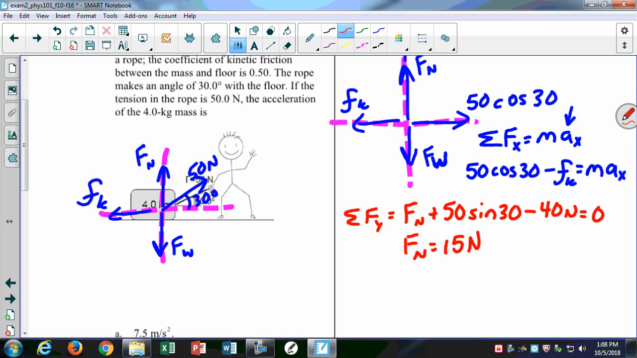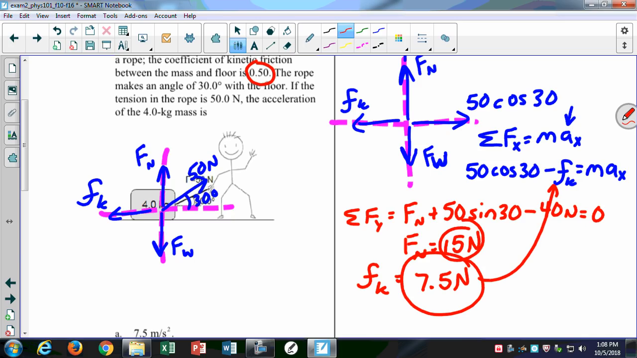And then I can find Fk. So Fk is mu, that's this 0.5, times 15, or 7.5 newtons. So I would take this and plug it in there. The 7.5 came about because Fk is mu times Fn. That's 0.5, which is given up here, times 15, that's my normal force. So it's 7.5 newtons. And then I put that 7.5 in here, and I solve for ax.